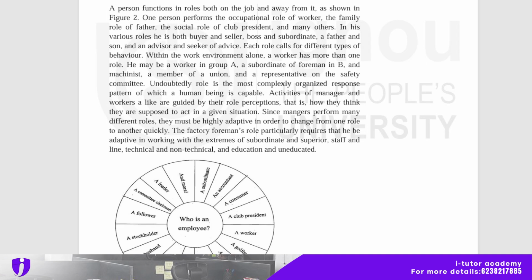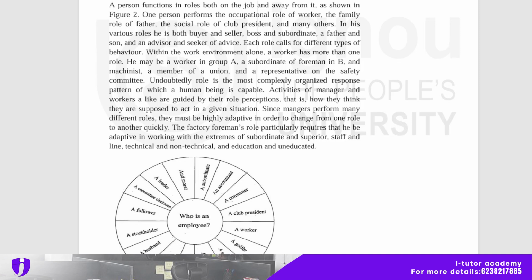One person performs the occupational role of worker, the family role of father, and the social role of club president, and many others. In his various roles, he is both buyer and seller, boss and subordinate, a father and a son. So, like that.